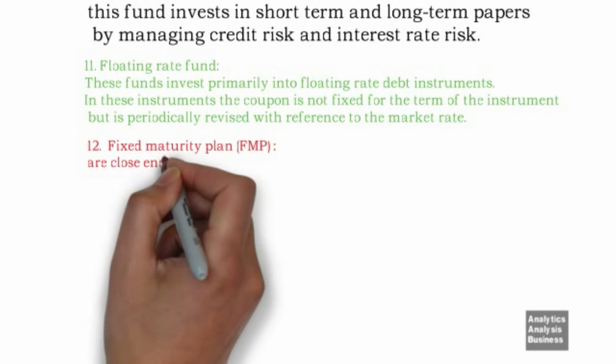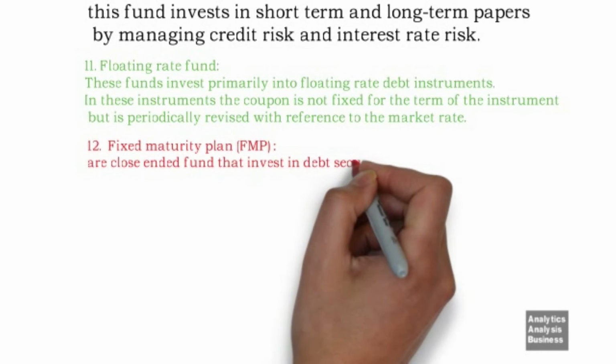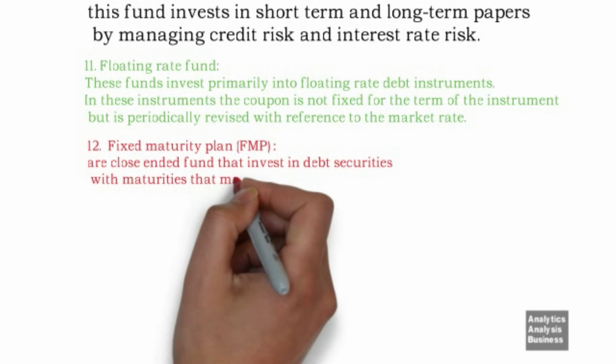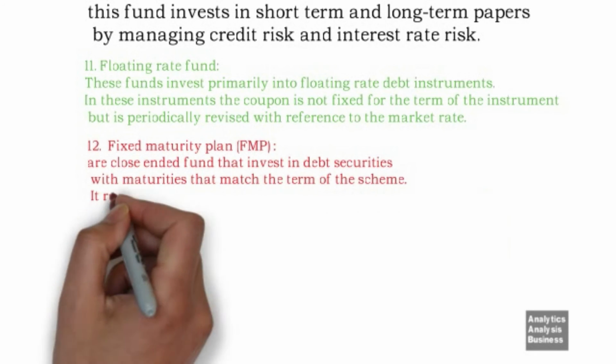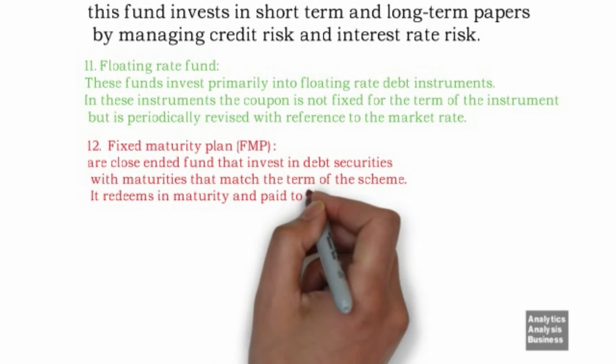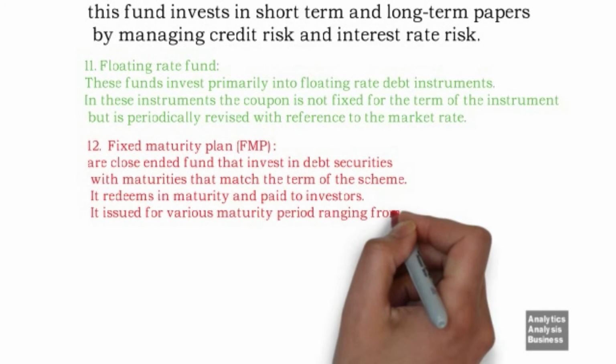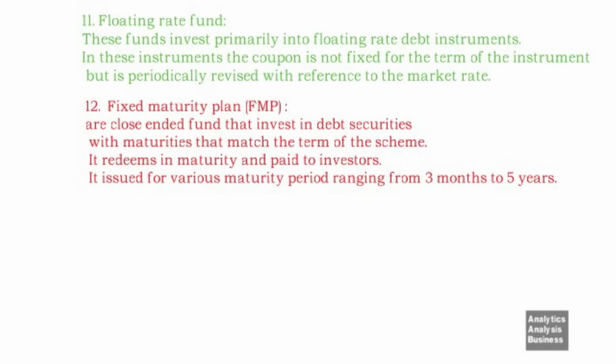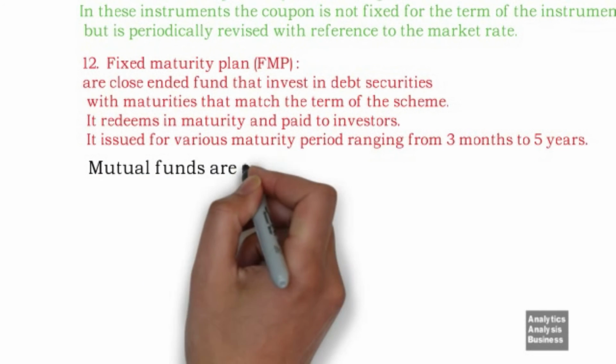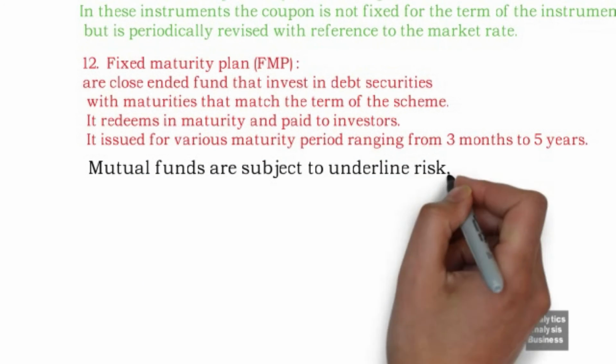12. Fixed maturity plans, FMPs, are close-ended funds that invest in debt securities with maturities that match the term of the scheme. It redeems at maturity and is paid to investors. It is issued for various maturity periods ranging from 3 months to 5 years. Mutual funds are subject to underlying risk. Please read the offer document carefully before investing.